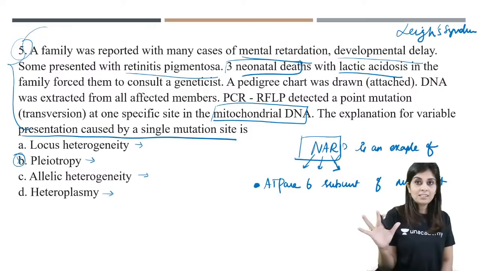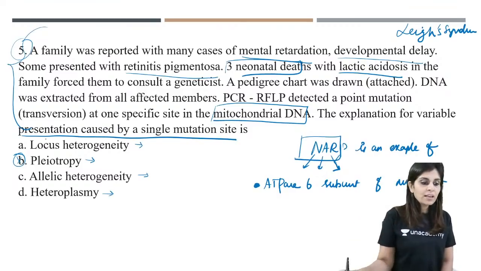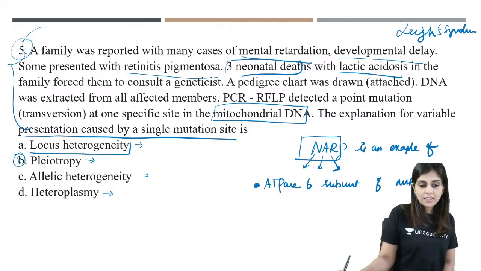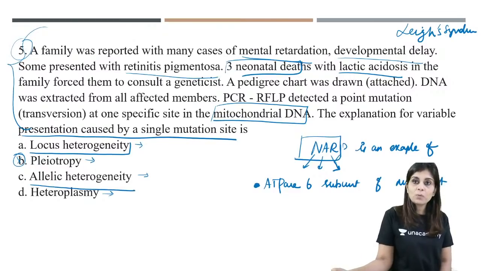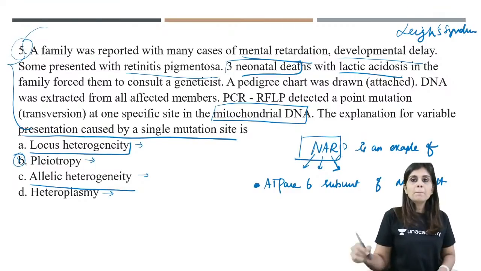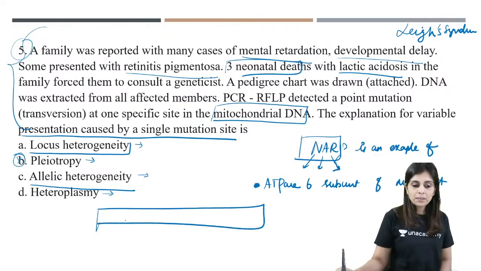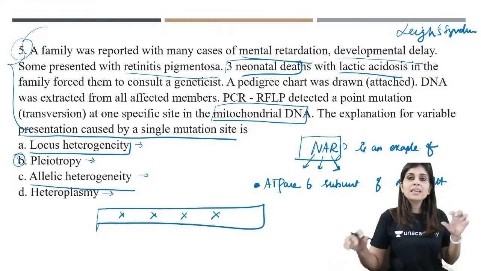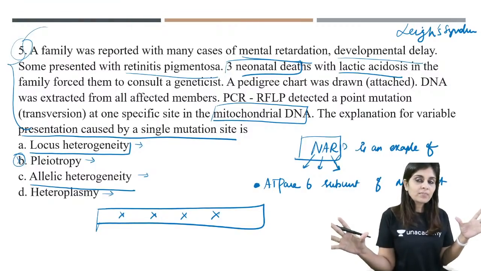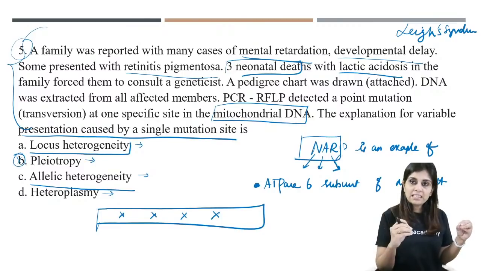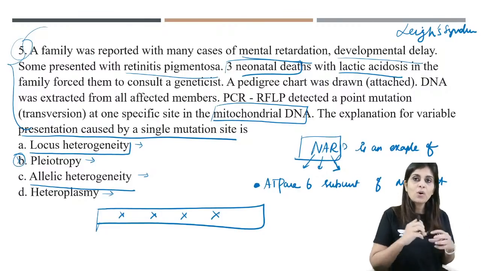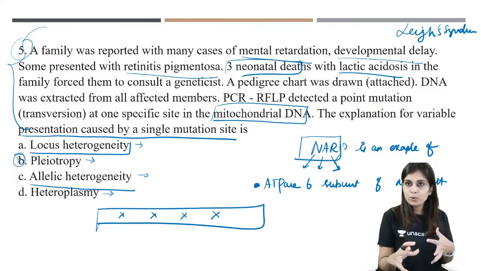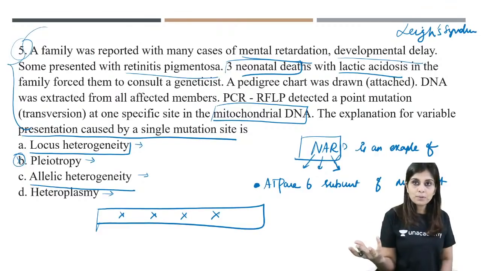It is not about different systems, it's about various presentations. Now, can it be locus heterogeneity or can it be allelic heterogeneity? What is allelic heterogeneity? Multiple site mutations in one gene, causing variable presentations. Depending upon whether it's a splice mutation or an insertion or a deletion or a point mutation, the effect is going to be variable. So that is called allelic heterogeneity.